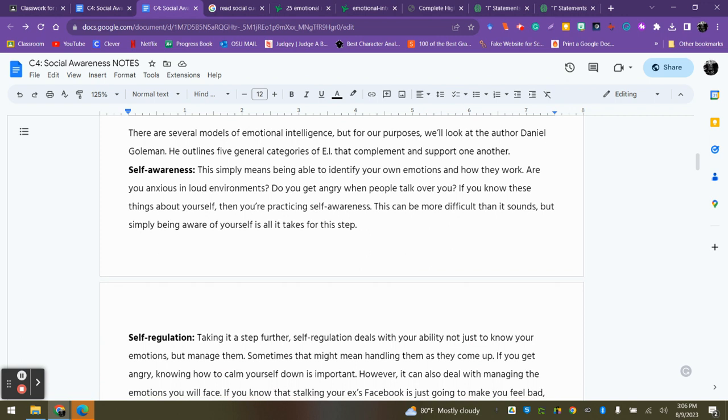There are several models of emotional intelligence, but for our purposes, we'll look at the author Daniel Goleman. He outlines 5 general categories of EI that complement and support one another. The first one is self-awareness. This simply means being able to identify your own emotions and how they work.